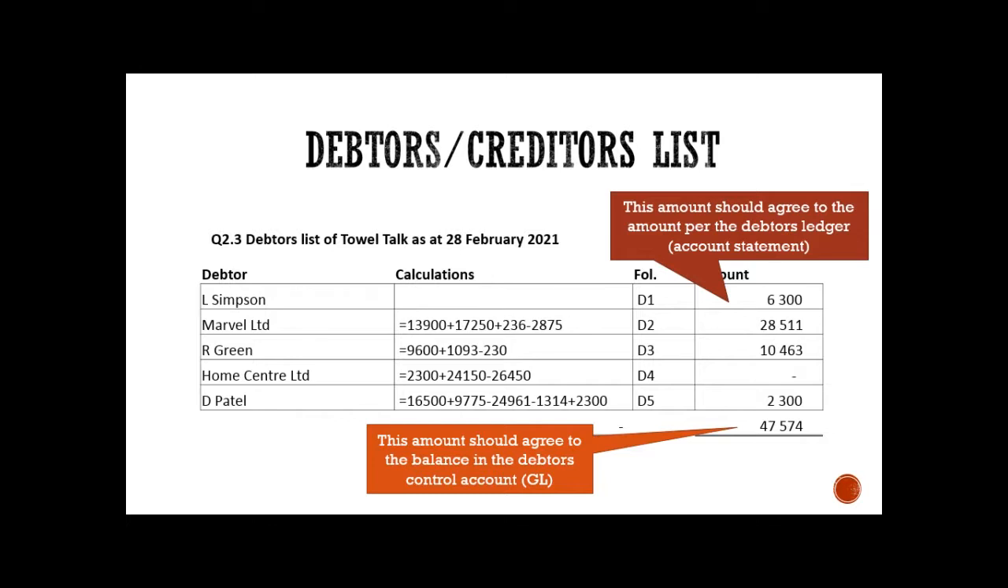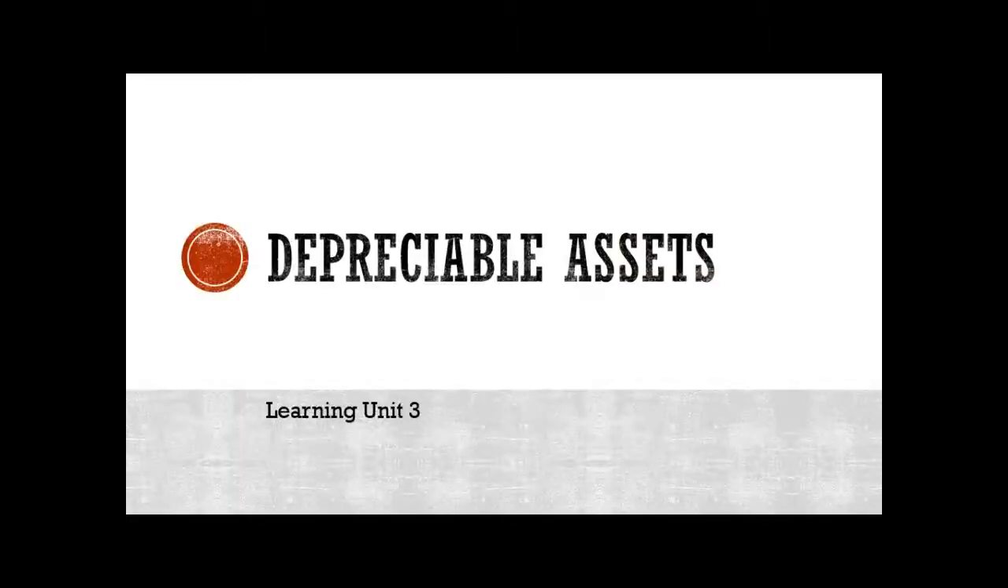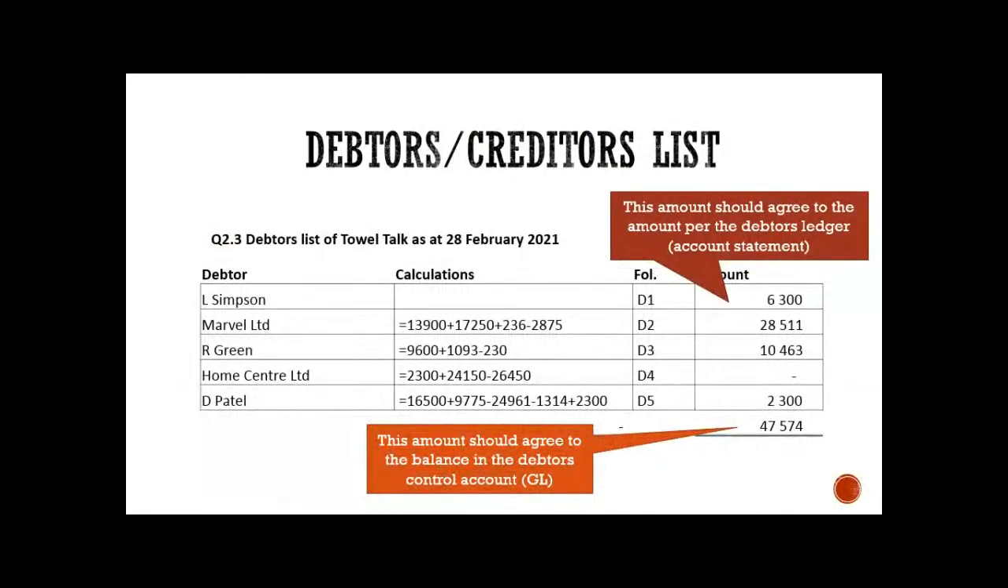Okay, and that last amount, that 47, that should agree back to your general ledger account that shows the totals. If that amount and the general ledger amount do not agree, you made a mistake somewhere. Okay, so that is what you need to know.